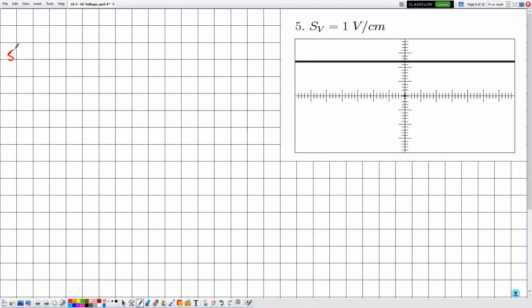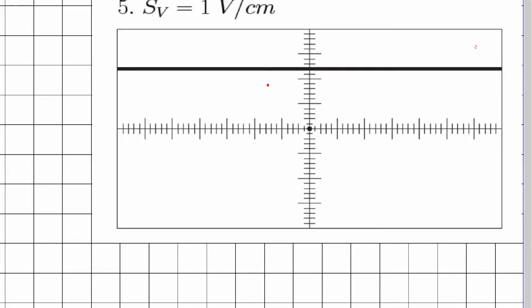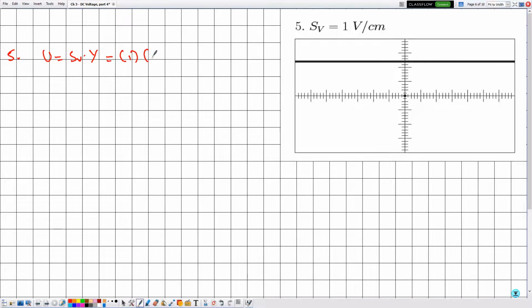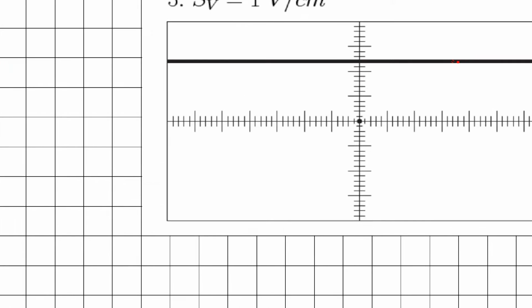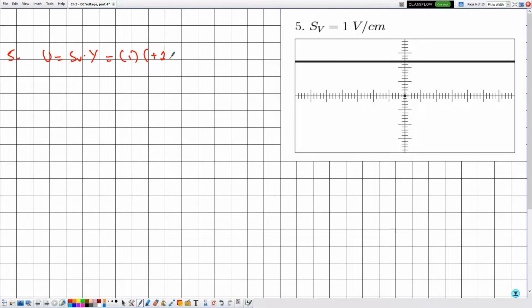Now as for number 5, U is equal to SV multiplied by Y. The value of SV is given by 1. And the luminous line is displaced upward, so it's positive. Now what about the number of divisions? If this is 1, this is 2, then this subdivision is given by 2.2, and this one is given by 2.4. Plugging this on the calculator, the value of U is given by 2.4 volts. So U is equal to 2.4 volts.